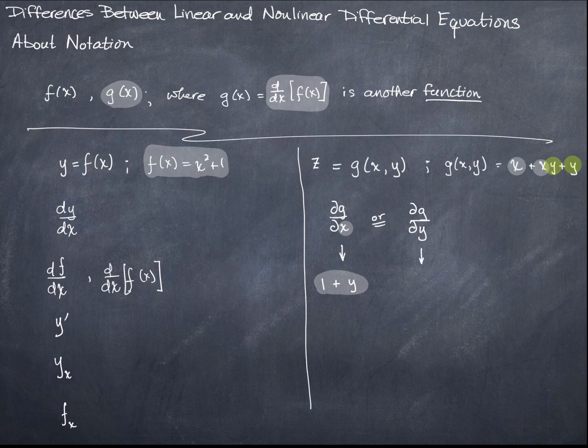So if I take the derivative of this function with respect to y, I get the derivative of a constant, which is 0, plus the derivative of a constant times y, which is just the constant, plus the derivative of y, which is 1. And this is the derivative of the function g with respect to y.